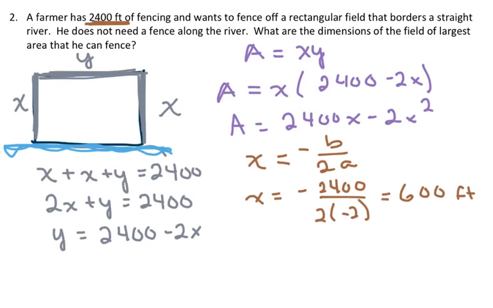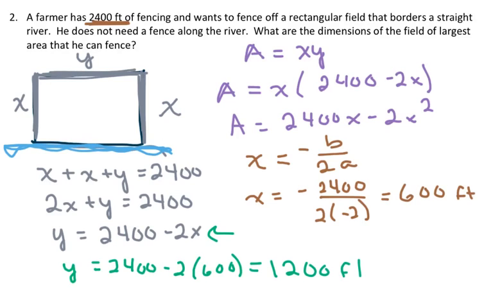So we're going to go back to this equation here. We'll plug in the X to figure out what Y is. So Y is 2,400 minus 2 times X, which is 600. If we simplify that, that's 1,200 feet. So our two dimensions are one side is 600 feet and the other side is 1,200 feet. All right, let's go ahead and move on to problem number 3.